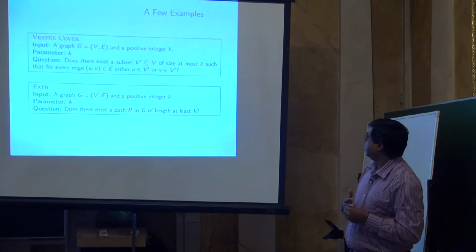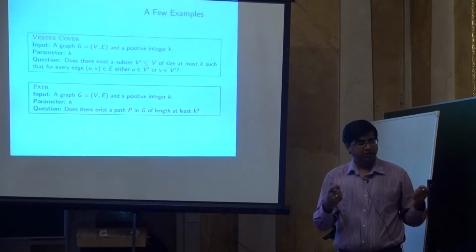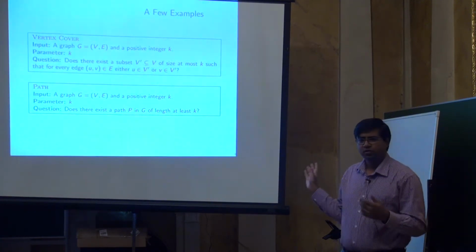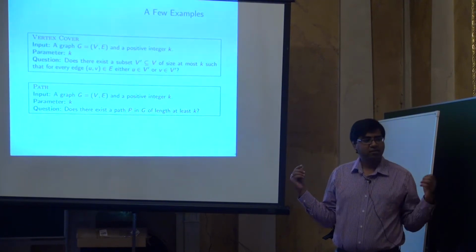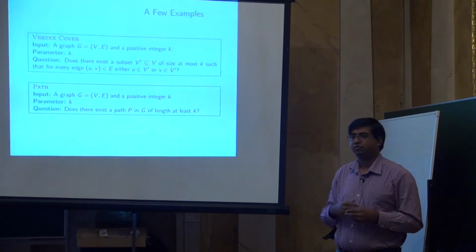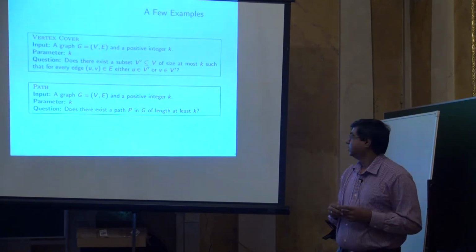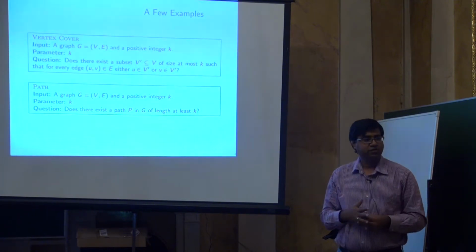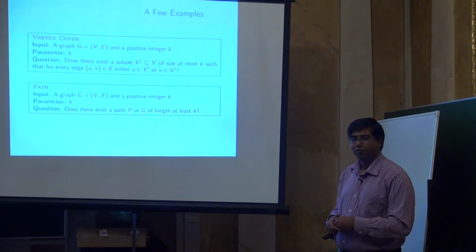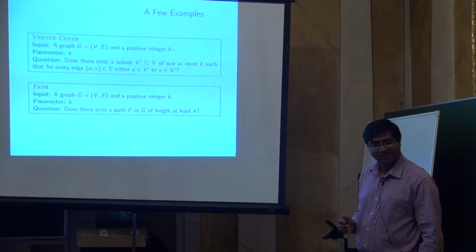That's what vertex cover is, and for path, you're given a graph and you're looking for a path of length at least k. For the purpose of this talk, let's fix that by path we will mean a k-vertex path rather than a k-edge path, because path length is generally the number of edges. Are you okay with the definition of these two problems? I don't need to explain the math symbols, all of us understand them.